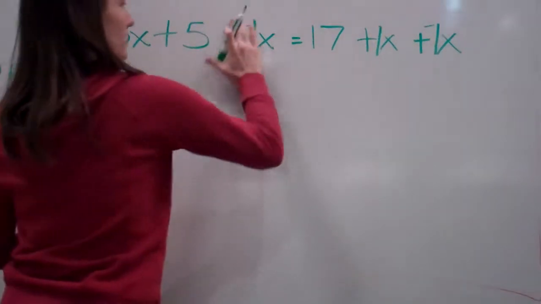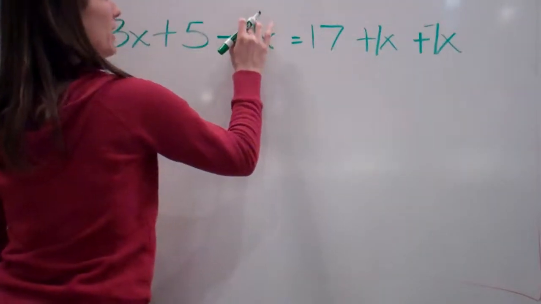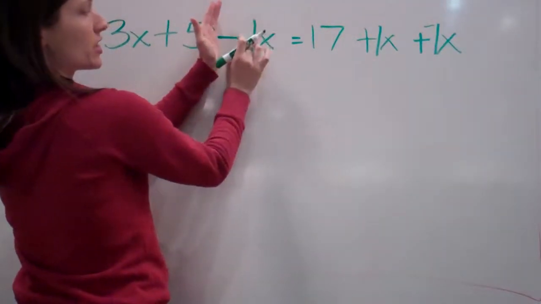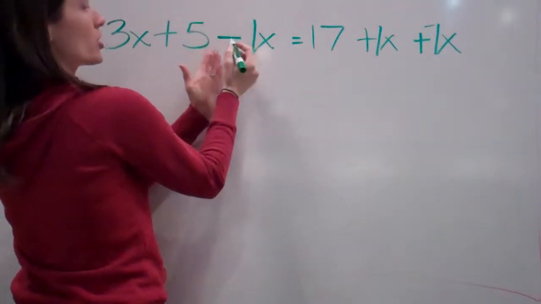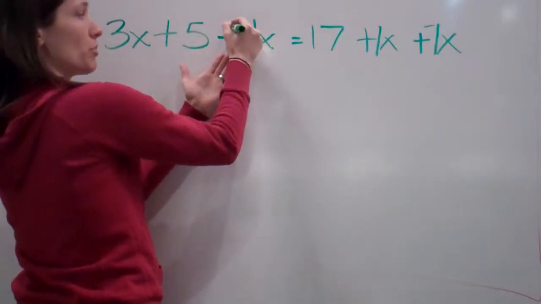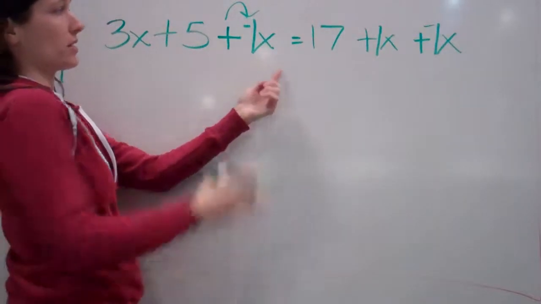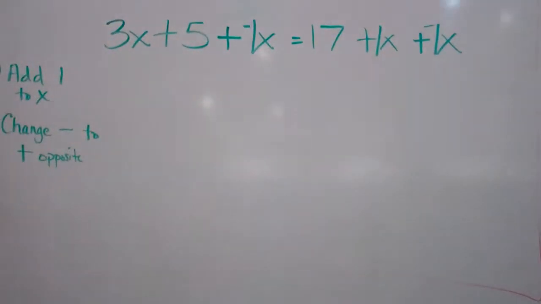Okay, did I go too fast? No. So this was a minus right here, okay? And you have to see this is just by itself. This is a 1x, a positive 1x. So when I change this minus to a plus, then it changes the sign from positive 1x to negative 1x. Okay? Now, third step.